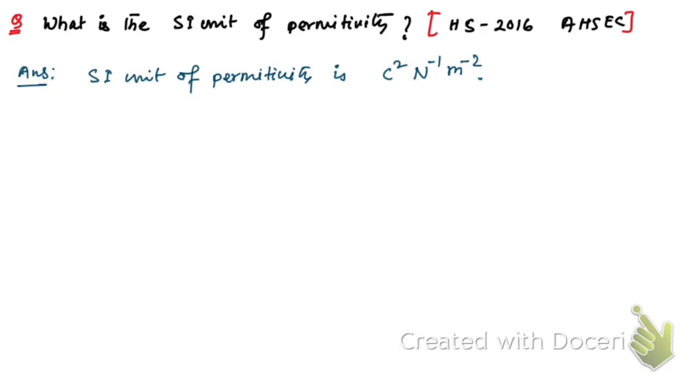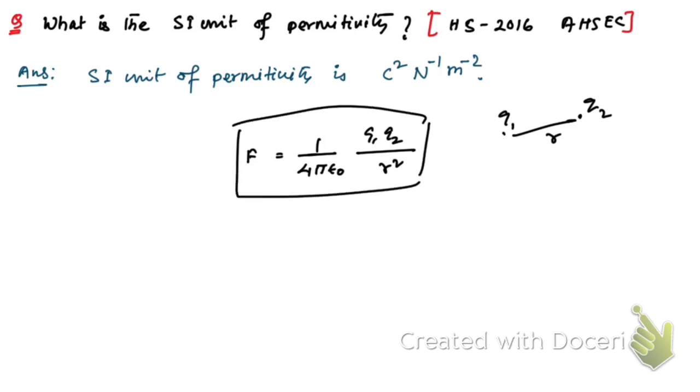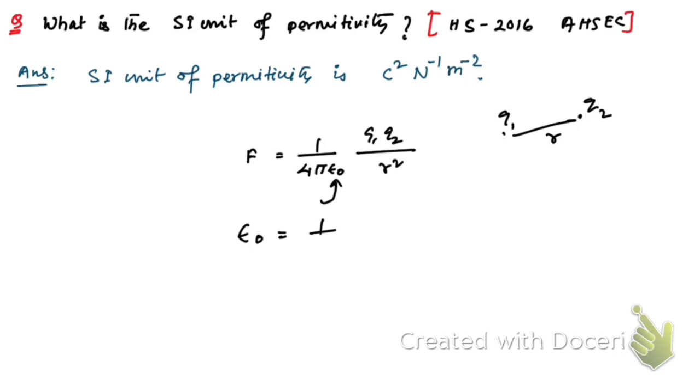And if you forget this unit in the exam, how do you recall it? Let me tell you, according to Coulomb's law, the electrostatic force between two charges q1 and q2 at distance r is given by 1 by 4 pi epsilon naught times q1 q2 by r square. We need to find the unit of epsilon naught, the permittivity. So epsilon naught is equal to 1 by 4 pi into q1 q2 by F r square. Here 1 by 4 pi is a dimensionless quantity.